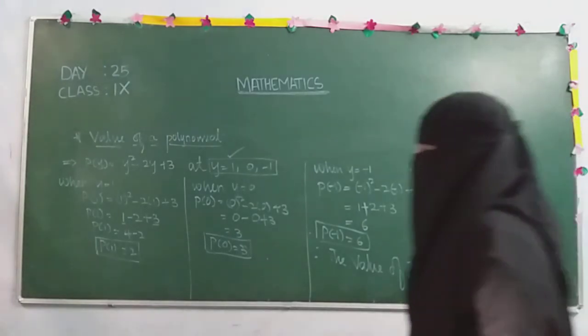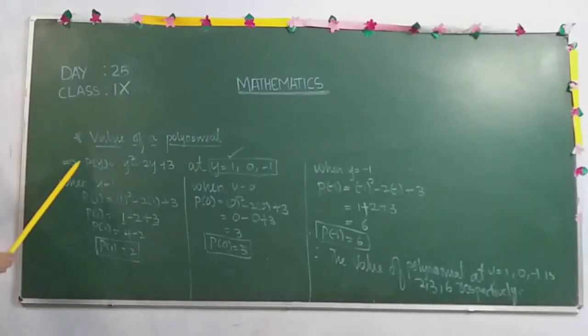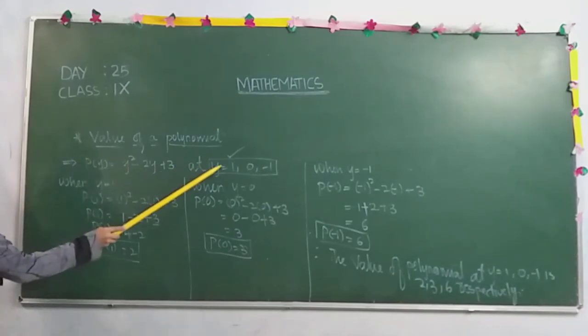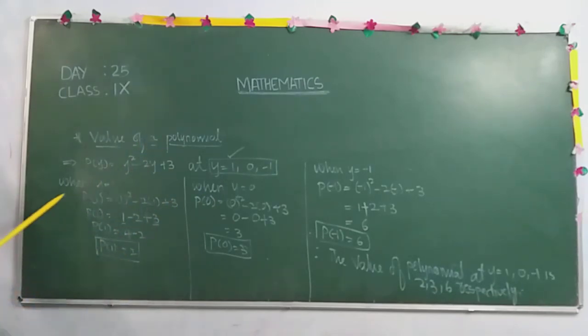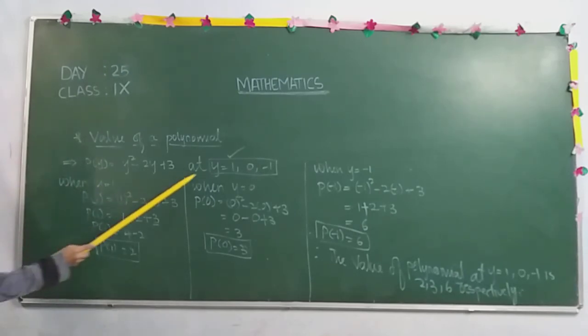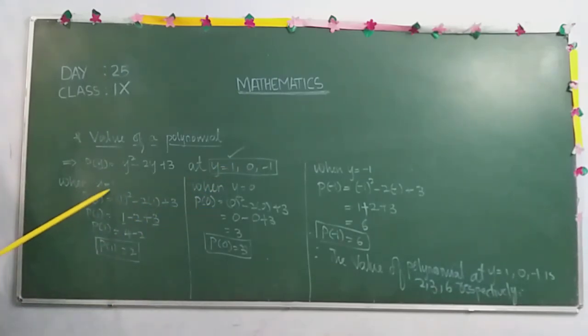One more example I will explain to you. Value of a polynomial. This is P of y I have taken. It means this is a polynomial in variable y, and we have to find the values of this polynomial at y equals 1, 0, minus 1. We have not chosen these on our own, they are given in the question. At y equals 1, what is the value of this polynomial? We substitute p of 1, wherever y is there, in the place of y we substitute the value 1.